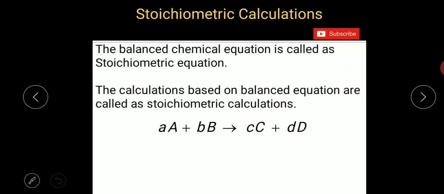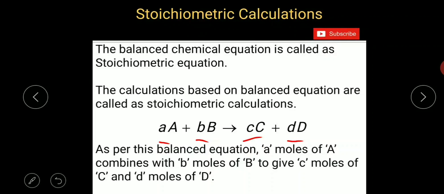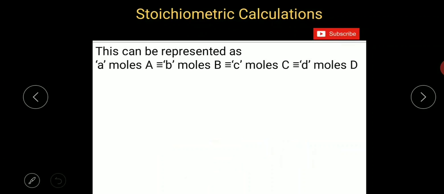Let us see one balanced equation in which small a number of moles of reactant A combines with small b number of moles of reactant B to give small c number of moles of product C and small d number of moles of product D. From this equation we can get the relation: small a moles of A is equivalent to small b moles of B is equivalent to small c moles of C and equivalent to small d moles of D from the stoichiometric equation.